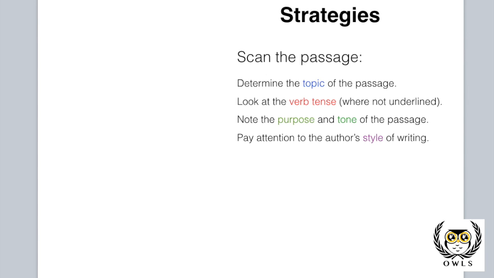You'll see those in red. We should also note the purpose and tone. So is it to inform? And then how does the author sound? Do they sound very informal, somewhat more relaxed, or what's their deal? We also want to pay attention to the author's style of writing. What kind of words do they use? Are they figurative and flowy like poets, or do they get to the point? Either way, we want to pay attention to those things.